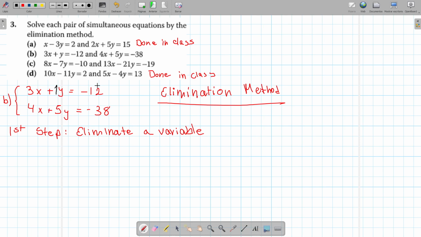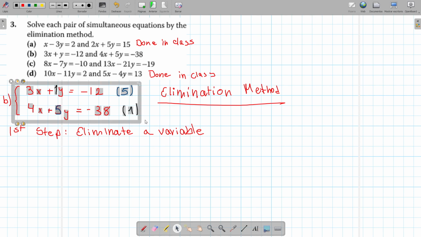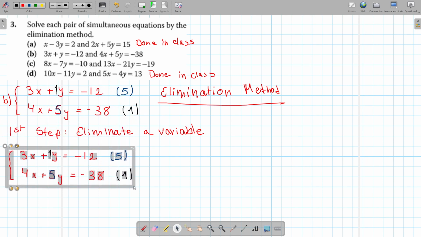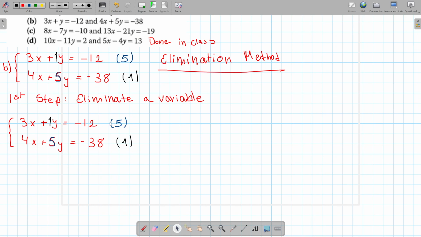What do we have to do then? In order to make these two variables the same number, I will multiply this number 5 by the other equation, and this number 1 by the other equation. Here I will copy so we have more space. If I multiply everything, it's okay, but there is one problem. 5 times 3, let's do the multiplication.